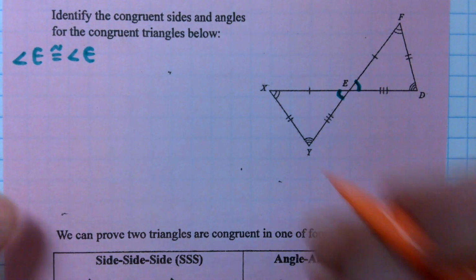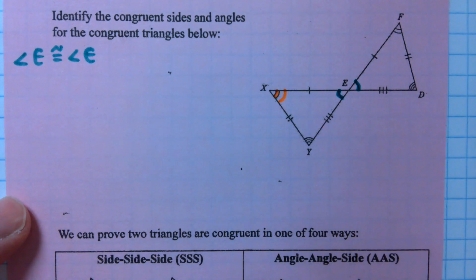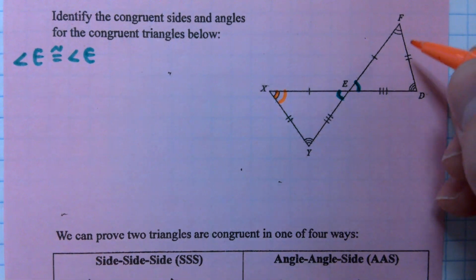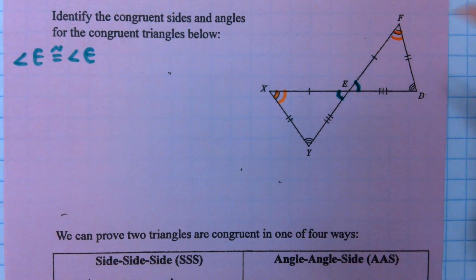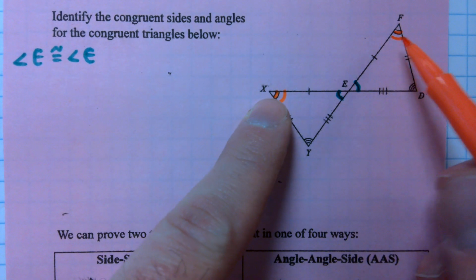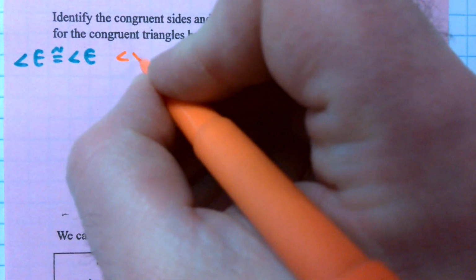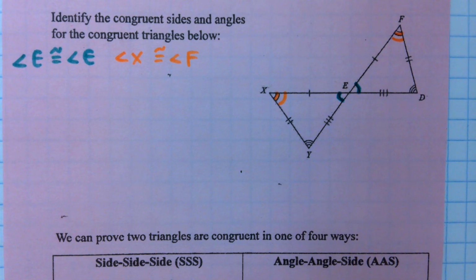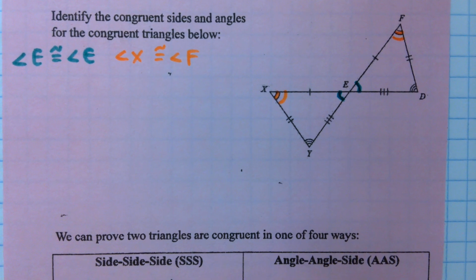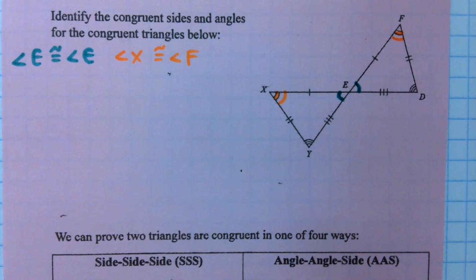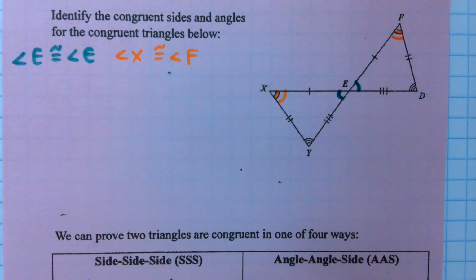What angle is congruent to angle X over here? F. F? What makes you say F? Because they have the same number of lines in it. Measure markers. That's right. X and F both have a double measure marker. So angle X is congruent to angle F. Could I also say that angle F is congruent to angle X? Yes, because of the reflexive property. I can flip that around if I wanted to.